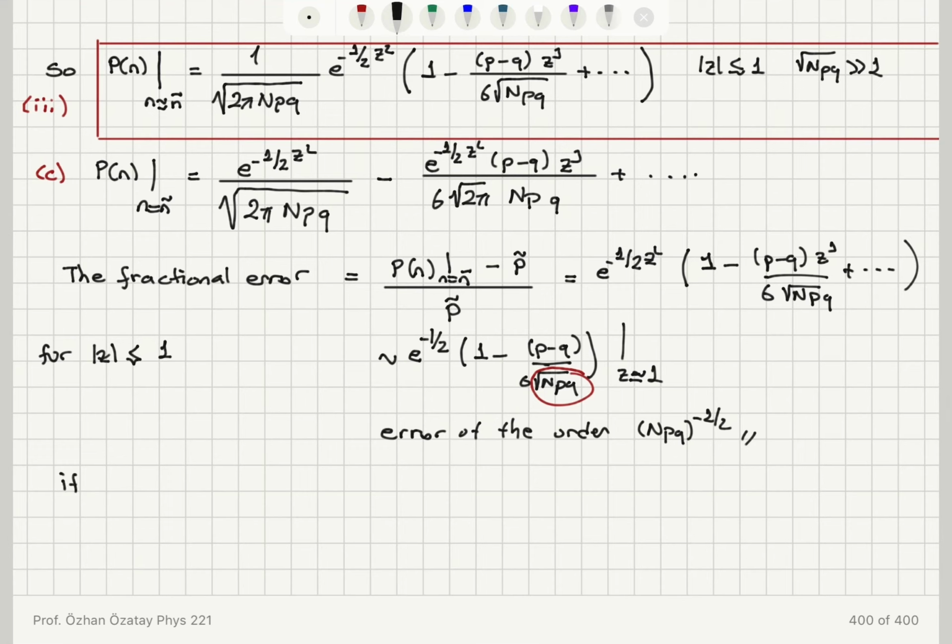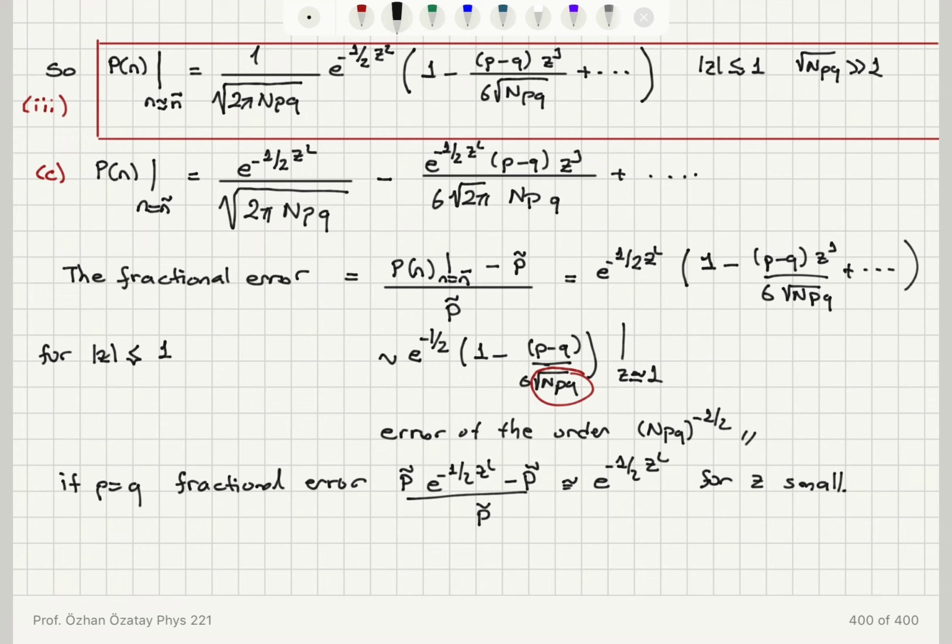Now if I have p equal to q, then the z cube term will disappear completely. The fractional error will become p tilde e to the minus 1 over 2 z square minus p tilde, divided by p tilde, which is of the order e to the minus 1 over 2 z square. And for z small, we can use e to the x equals 1 plus x plus x square over 2 factorial, etc. So it is 1 minus 1 over 2 z square and higher order terms.